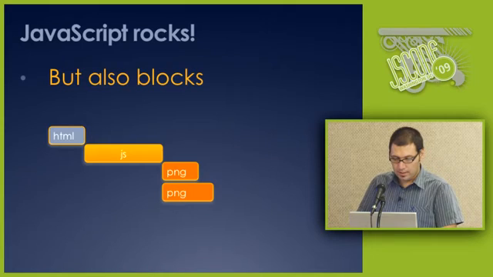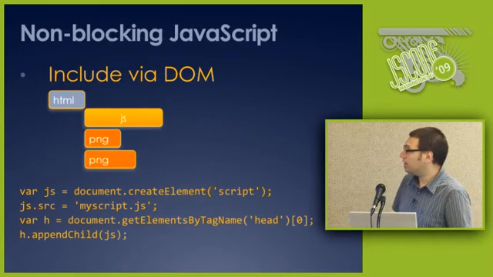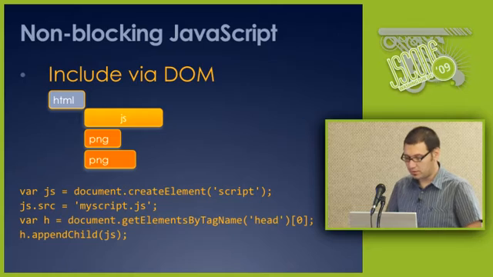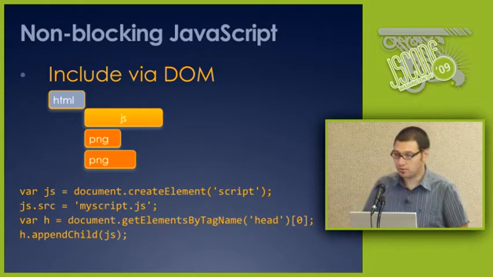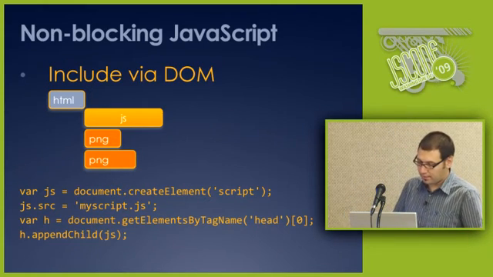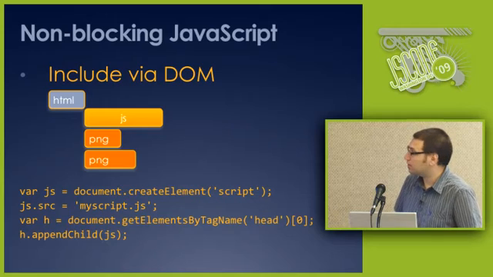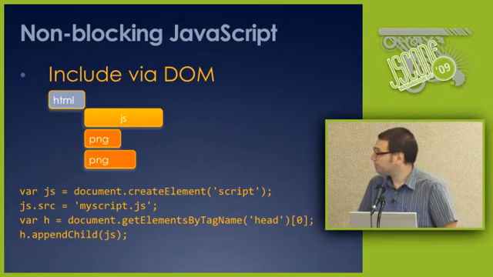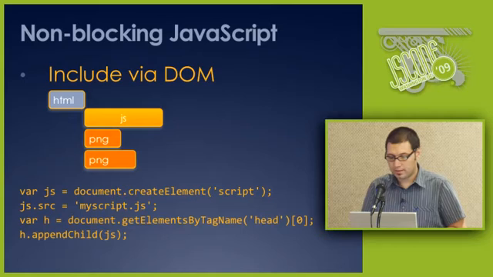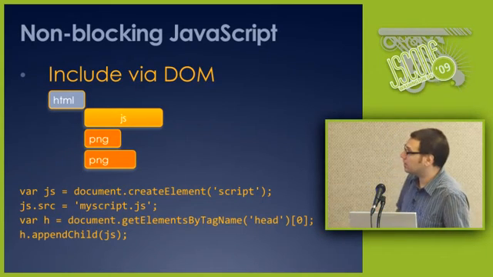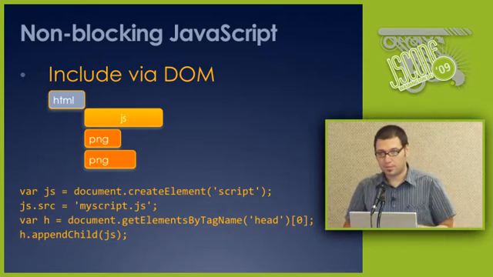but still a large percent of them have JavaScript blocking. So what you can do is include the JavaScript with the DOM include. Basically, you create that script tag on the fly, and you set its src, the source, to the file name. In this case, the JavaScript no longer blocks the download, so the rest of the components can be downloaded in parallel with the JavaScript.